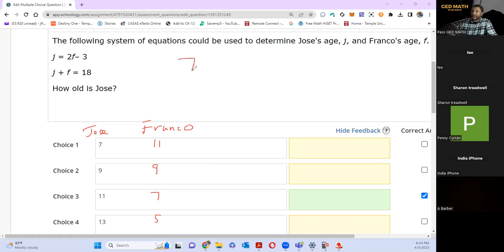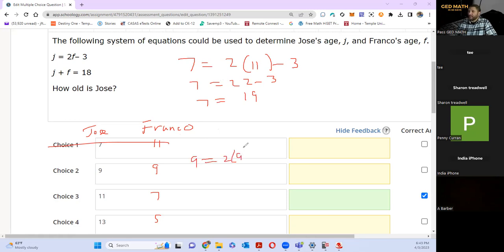Watch this. So 7 is equal to 2 times 11 minus 3. We know that's not it. 7 equals 22 minus 3. 7 equals 19. Is that right? Does 7 equal 19? No, so we know it's not the first one. So look what I just did. All I did was plug in J is 7, F is 11. I'm gonna do the same thing here. 9 equals 2 times 9 minus 3. 9 equals 18 minus 3. 9 equals 15. Is that right? No. So we know it's not B.